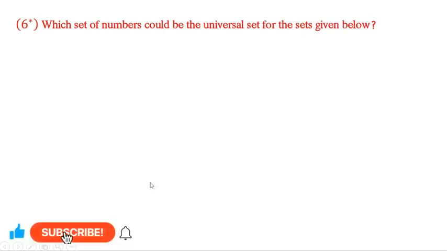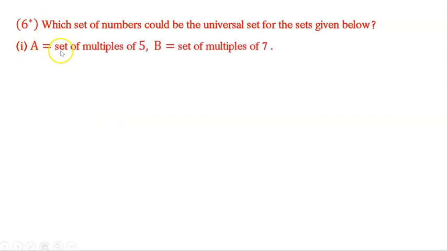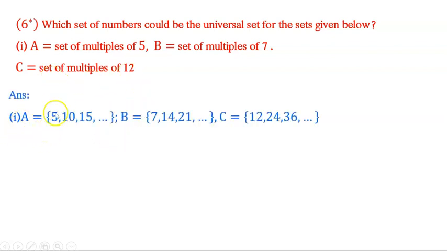Okay, now the next example. Which set of numbers could be the universal set for the given below? First, A is equal to the set of multiples of 5, B is equal to the set of multiples of 7, C is equal to the set of multiples of 12. Now see this here. A means what? 5, 10, 15 up to infinity. B is equal to multiples of 7: 7, 14, 21 up to infinity. C is equal to multiples of 12: 12, 24, 36 up to infinity.